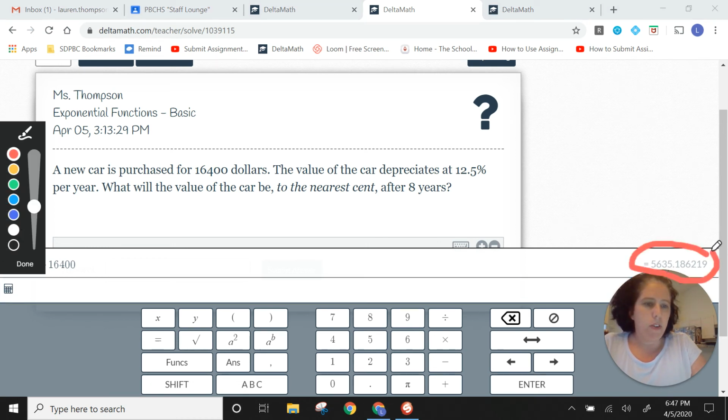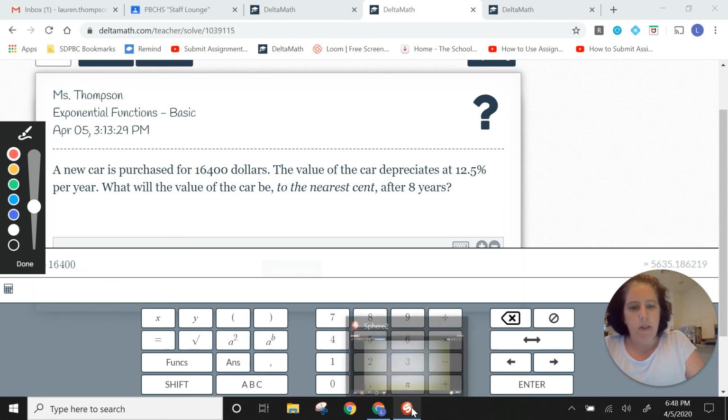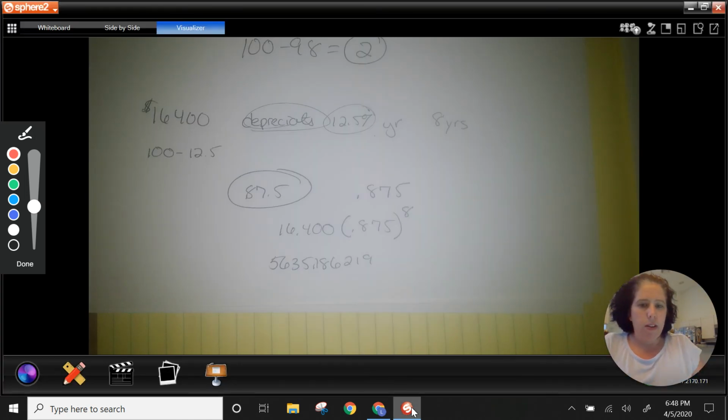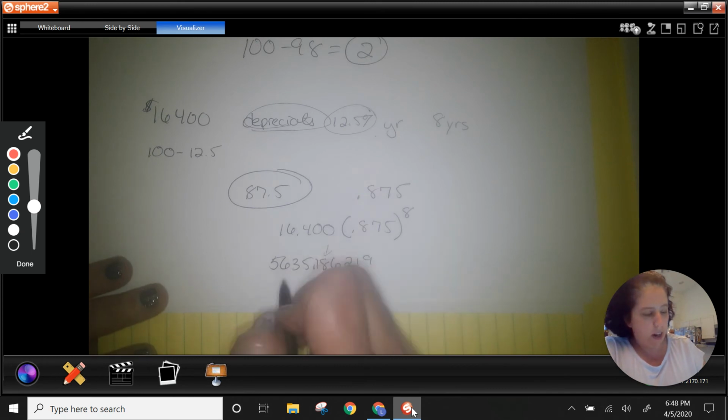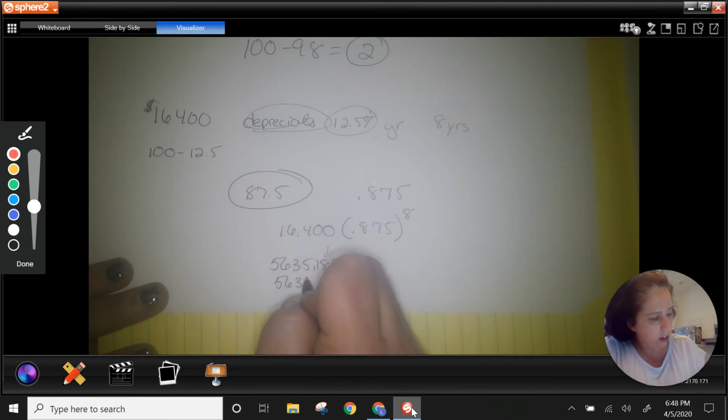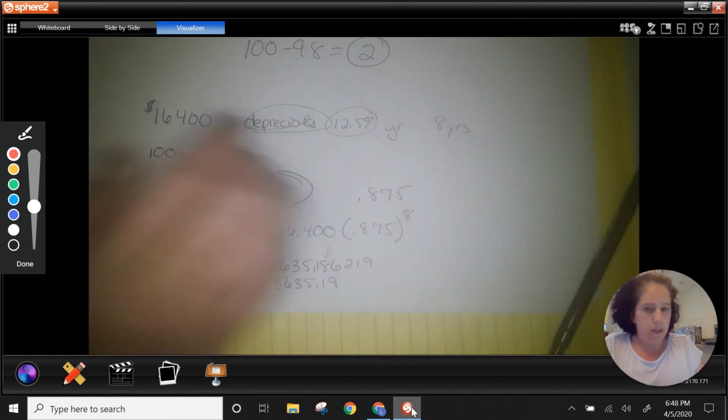Now be careful. You want to round that to the nearest cent. Money is 2 decimal places. So let me drop you back over here. That 6 should jump this to a 9. So 565.19.